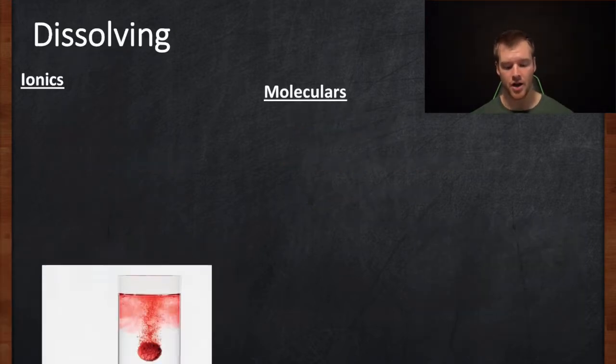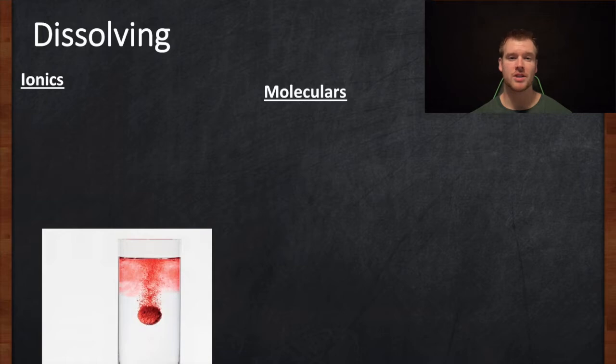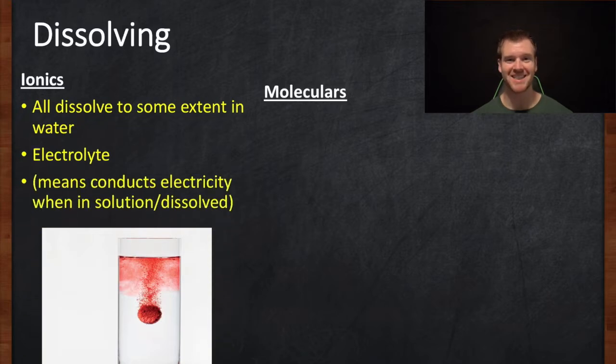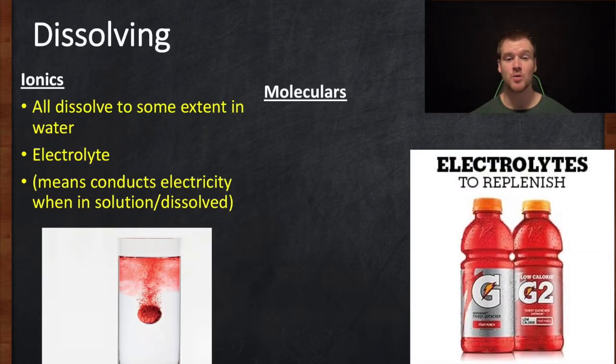Looking at dissolving, ionics will all dissolve at least to some extent in water. It's going to vary how much they dissolve, but they all dissolve at least a little bit. And they're what's called an electrolyte. An electrolyte is something that is going to conduct electricity when it's dissolved in water or when it's in solution. You've probably seen this word on things like Gatorade, and they do have electrolytes. It just means that it has ionic compounds dissolved in it so that it can conduct electricity. It doesn't mean it has electricity stored in it that's going to give you energy, but it means it will conduct electricity.